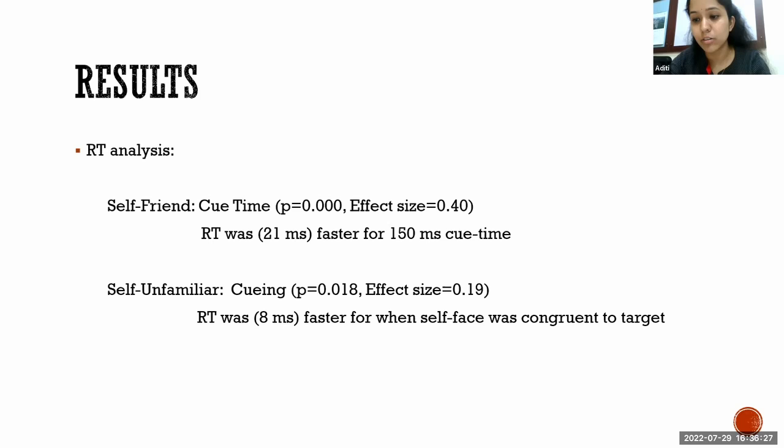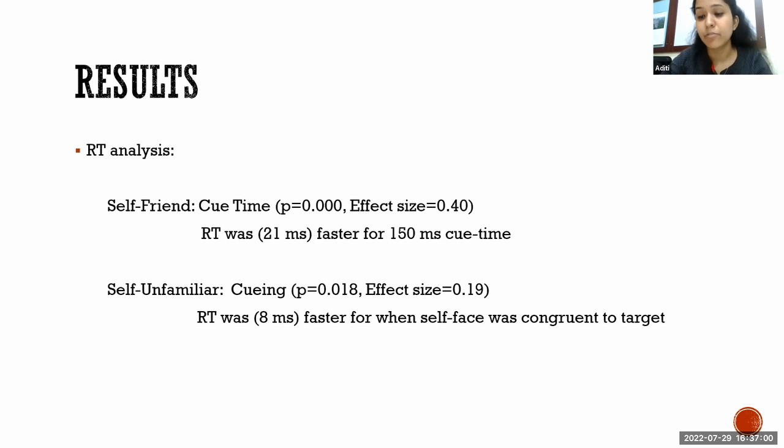For the self-friend pair, that is when self is the preferred cue and is paired with the cue friend, the main effect of cue time was found significant. Tukey's post-hoc analysis indicated that the reaction time was faster for 150 millisecond cue time as compared to that of the 50 milliseconds. However, in this case, no differential attentional bias is observed towards the self-face.